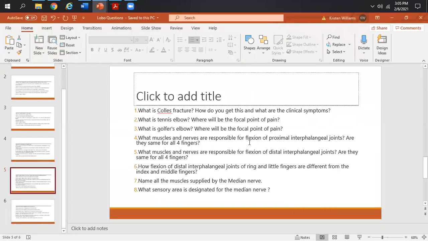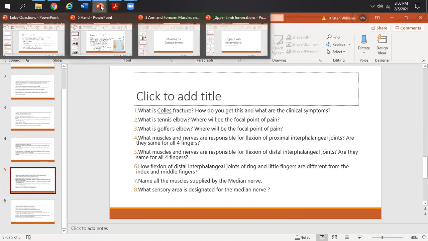Okay. So question number 2: what is tennis elbow? Where will be the focal point of pain? And then also the corollary, what is golfer's elbow? What will be the focal point of pain?